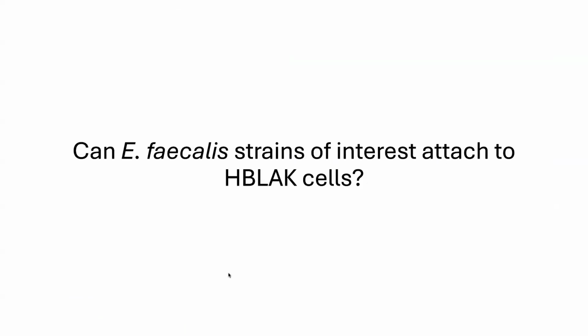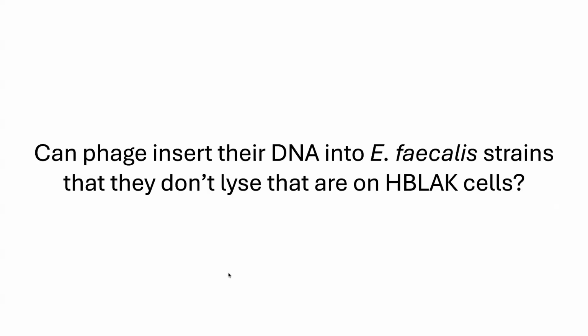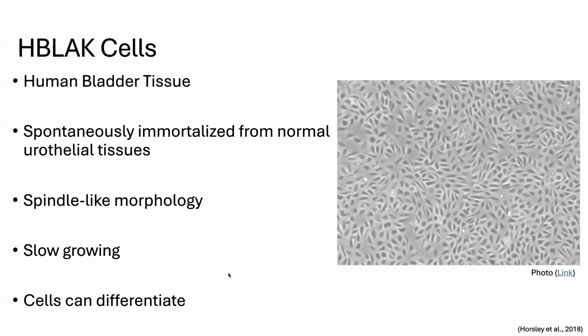Can E. faecalis strains of interest attach to HBlock cells, and can phage insert their DNA into E. faecalis strains so that they don't lyse, on HBlock cells? HBlock cells are human bladder tissue. They are spontaneously immortalized from normal urothelial tissues, meaning that they are not tumor cells. They are spindle-like in morphology, and they are slow growing. When they are layered on top of each other, they can also differentiate.